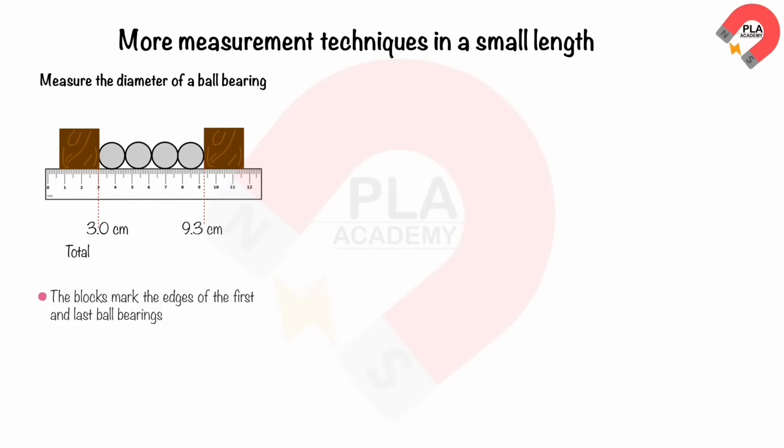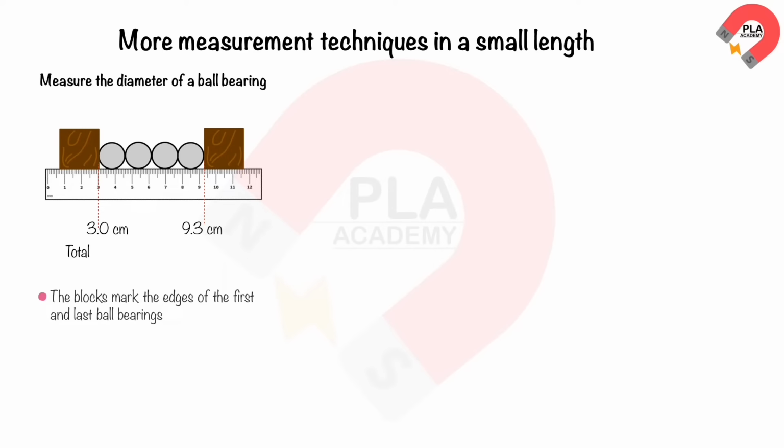So, the total length is 9.3 minus 3, which is equal to 6.3 centimeters. Divide the total by the number of ball bearings. So, the diameter equals 6.3 divided by 4, which is equal to 1.6 centimeters.